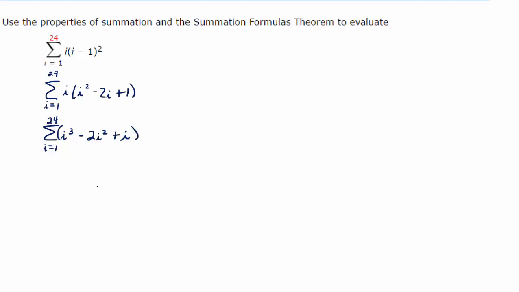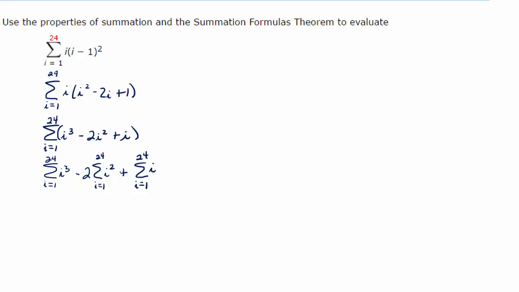Now you don't have to write this step, but it's important to realize that whenever we have a sum or difference in the argument of a summation, we can just separate it into several summations. So i equals 1 to 24 of i cubed minus, now we can take the sum of 2i squared, but in fact we can factor that 2 out of each term as well. So I'm going to go ahead and do that. So we have minus 2 times the sum i equals 1 to 24 of i squared plus the sum i equals 1 to 24 of i.